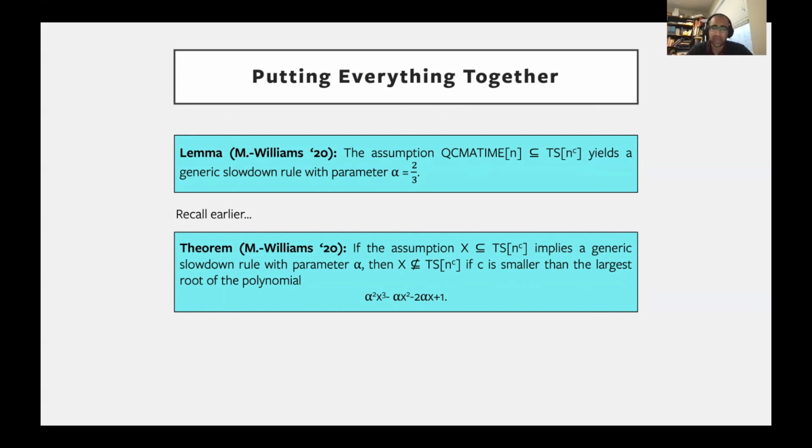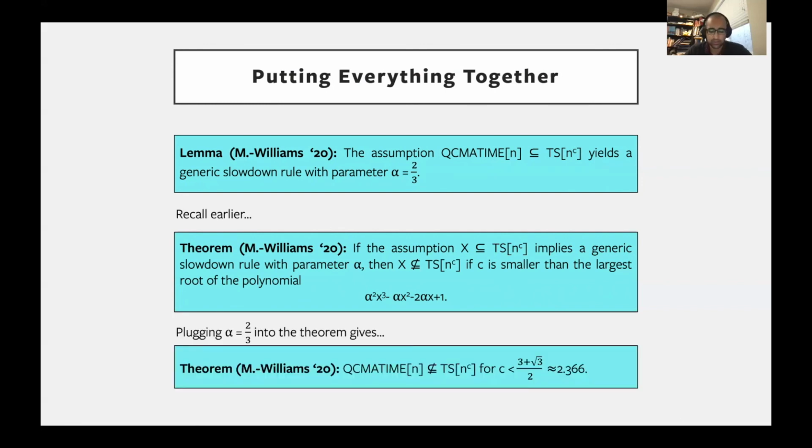So now that we have a value of alpha and a generic slowdown rule, we can plug alpha equals 2/3 into the theorem to get that Qcma time n is not contained in TSN to the C for C less than (3 plus square root of 3) over 2, which is roughly 2.366. And there we have it. This is Theorem 1 as promised.